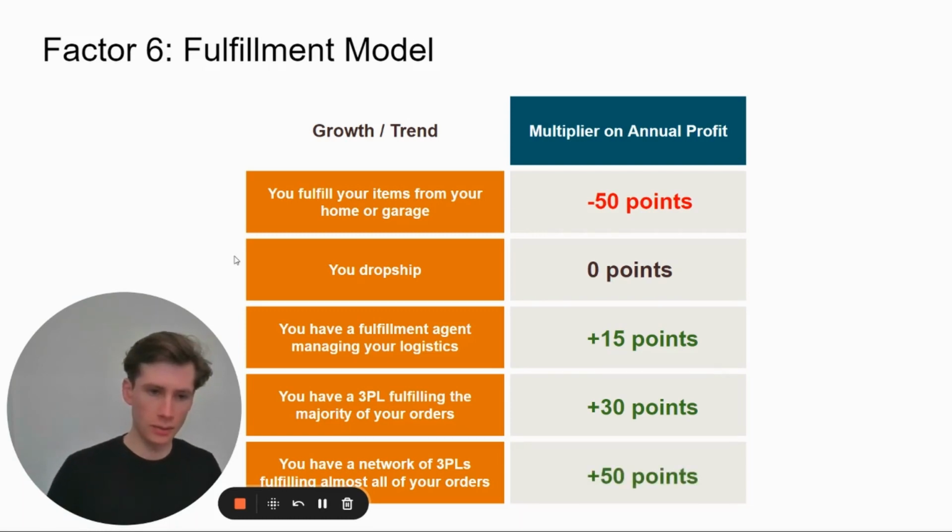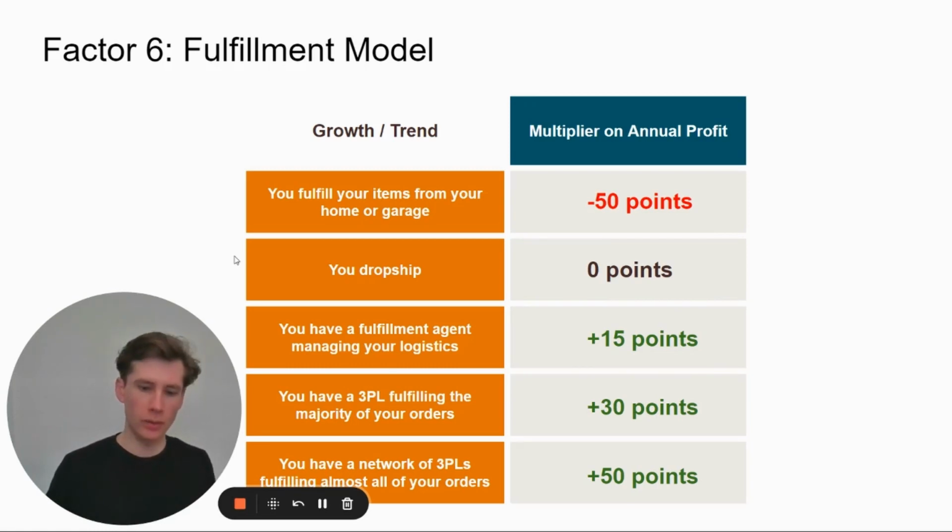Finally, and this is also, of course, for the bigger stores, I think they're already making a couple of million a year. If you have a network of 3PLs fulfilling pretty much all of your orders, that, I think, is really where you can show your sophistication and ability to essentially run a store on a higher level.